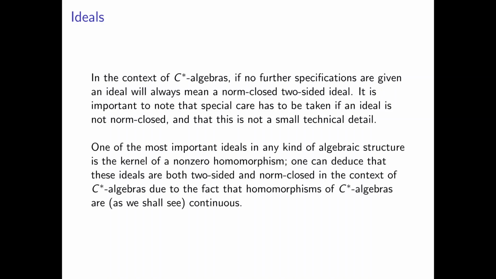And maybe the most important example is that of the kernel of a non-zero homomorphism. One can, without much effort really, deduce that these ideals that are kernels of non-zero homomorphisms are both two-sided and norm-closed in the context of C-star algebras. And this has to do with the fact that homomorphisms of C-star algebras are actually continuous, as we shall see.